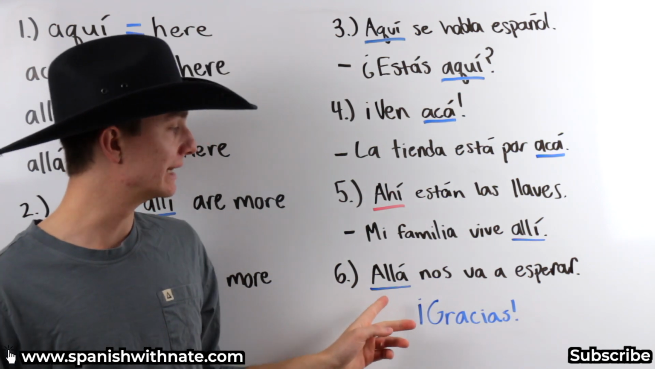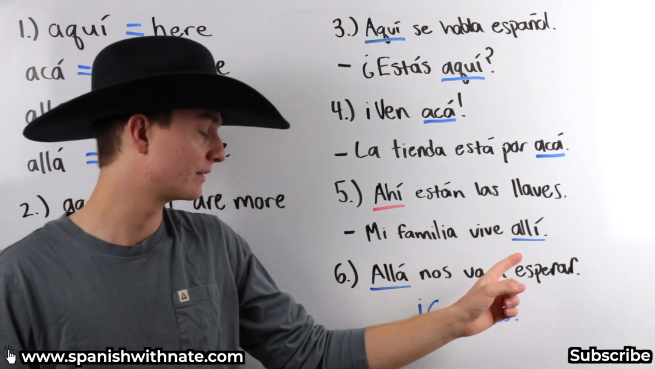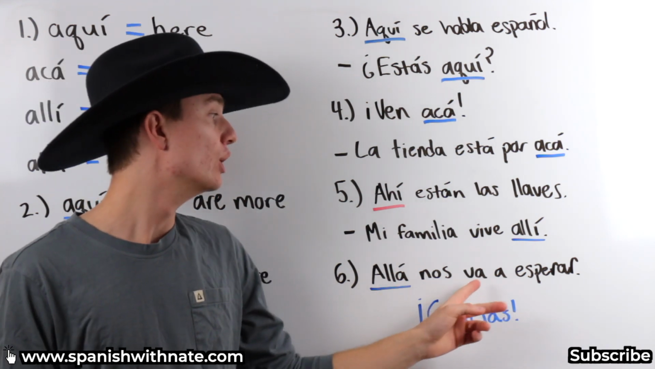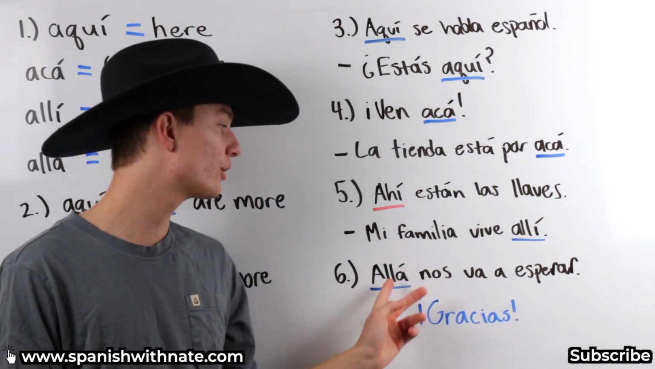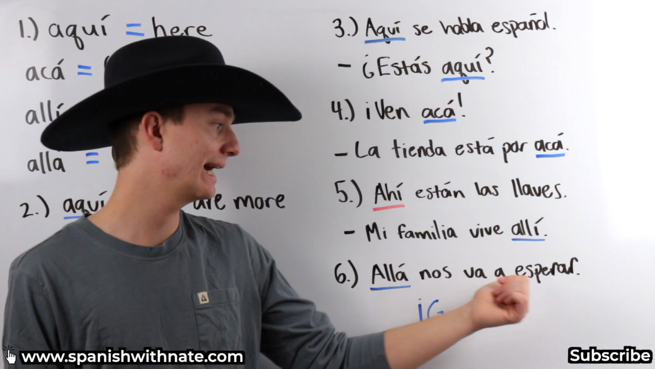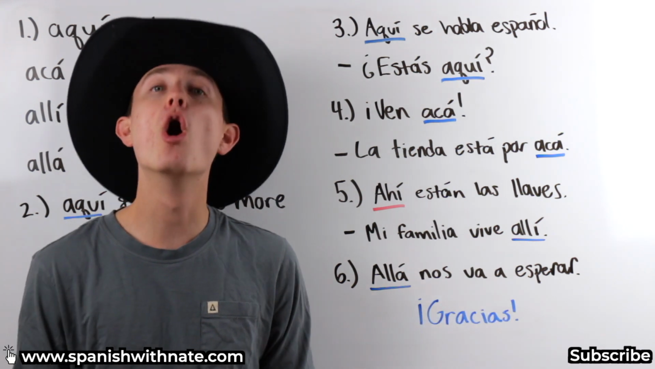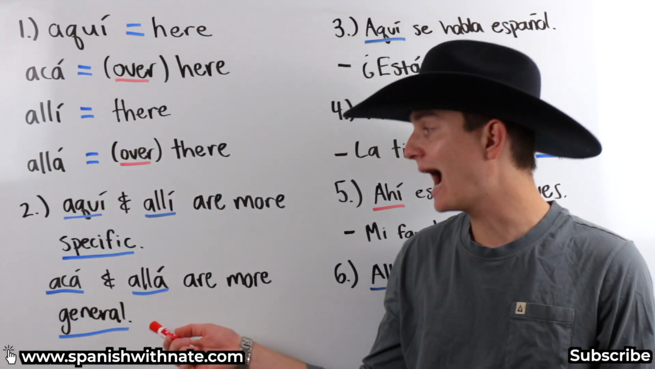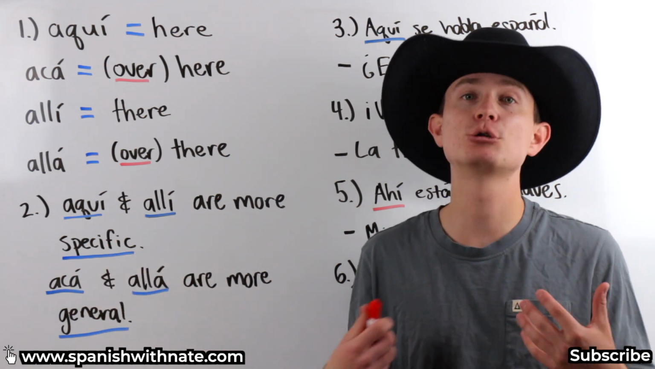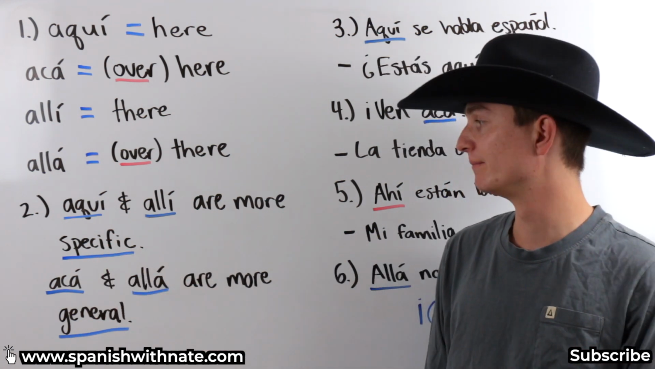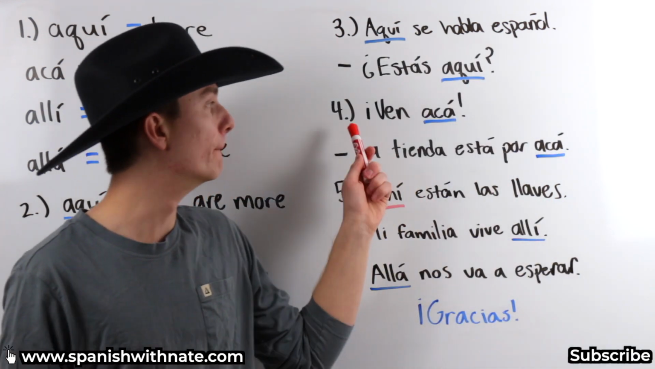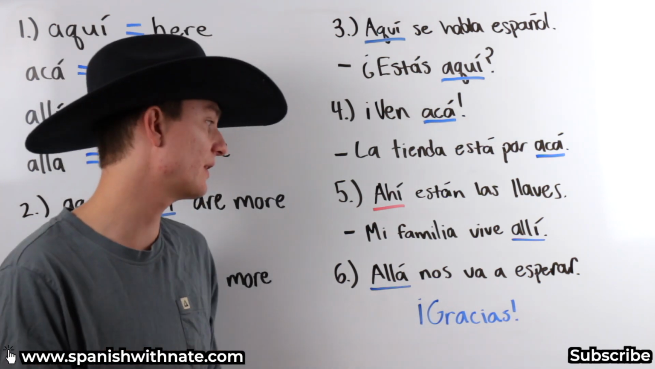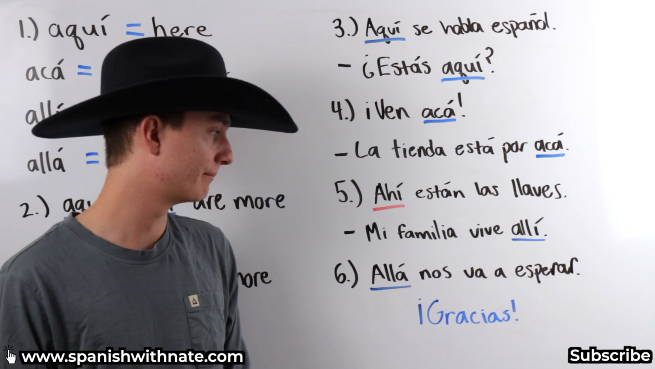And finally, we have allá nos va a esperar, okay? So over there, he is going, or she is going, or even you are going to wait for us. So over there, allá nos va a esperar. So he's going to wait for us over there. Now, typically these guys over here, acá and allá, are typically used with some motion, some movement that's going on, just like we saw in this example. Ven acá, come over here. That's a motion. Anything where there's a movement going on. Same thing, allá nos va a esperar.